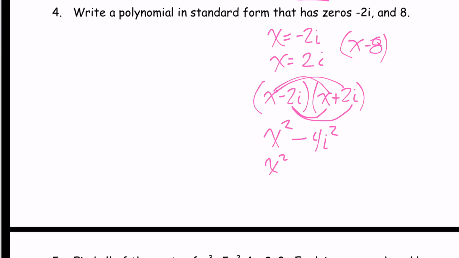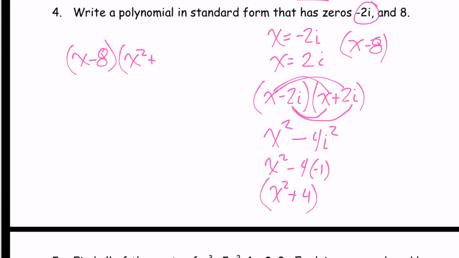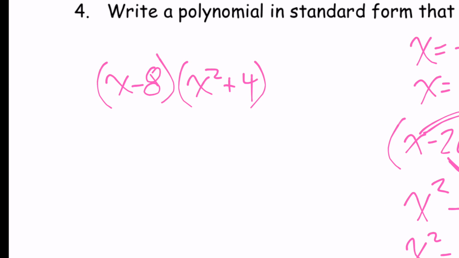X squared minus 4i squared, and i squared is the same as negative 1, so really we get x squared plus 4 from just knowing that factor right there. We got a second factor, and so we got a quadratic, x squared plus 4. Now let's remember that we have that x minus 8, and now we can multiply out this x squared plus 4 into a standard form polynomial.